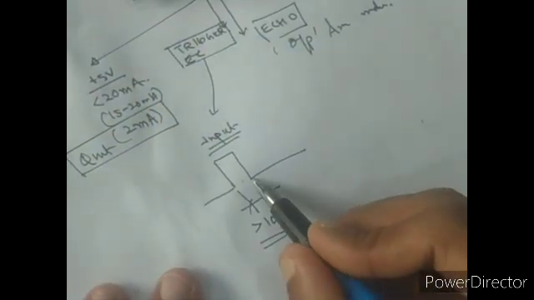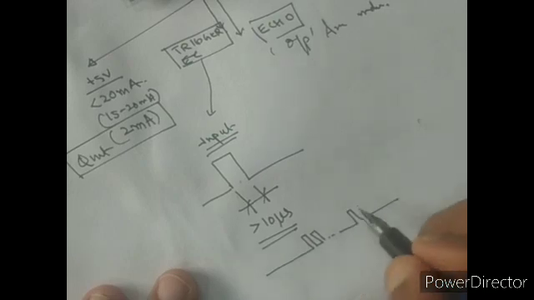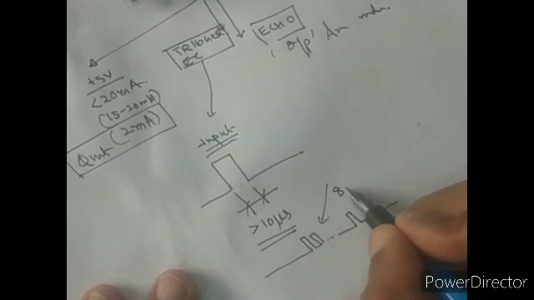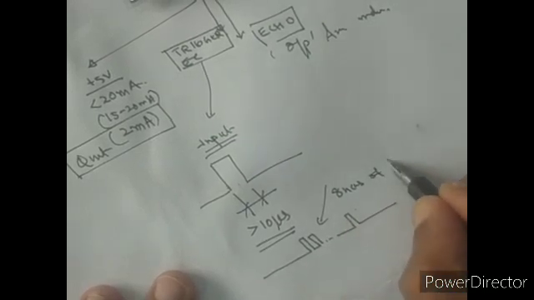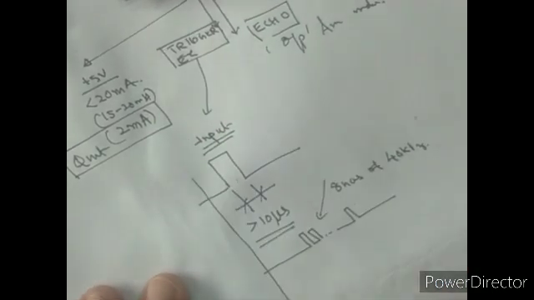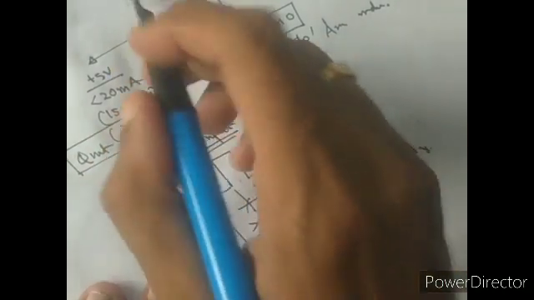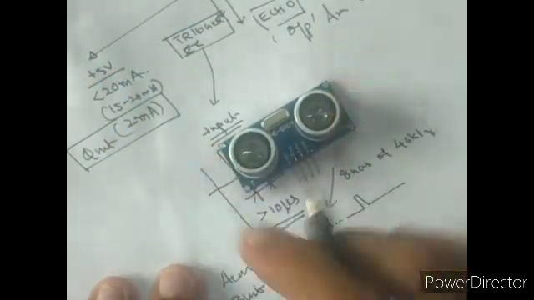So I told the internal control circuitry, immediately it will generate some bursts of 40 kilohertz pulse, that is 8 numbers of 40 kilohertz pulses. This will be the acoustic burst. It is transmitted by this transmitting unit.